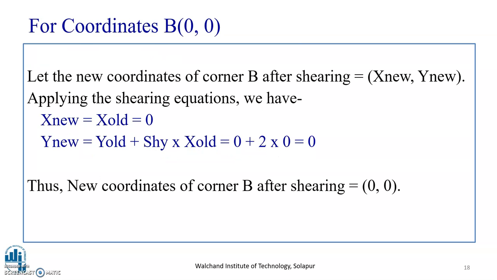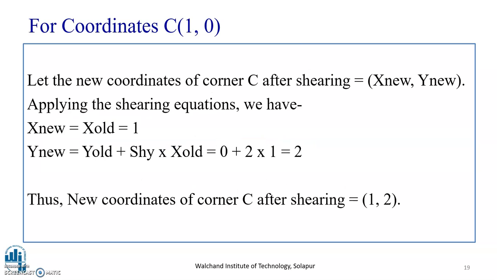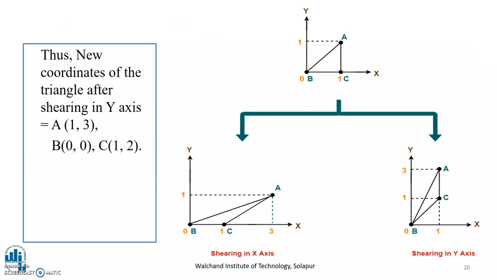Moving ahead for corner B, we apply the shearing in the y-axis. So we have x new is equal to 0 by applying the formula, and y new is equal to y old plus SHY into x old, that is 0 plus 2 into 0, which is equal to 0. That is, the new coordinates for corner B after shearing are (0, 0). And for the last coordinate C (0, 1), we have the new coordinates after applying shearing in the y-axis as (1, 2).